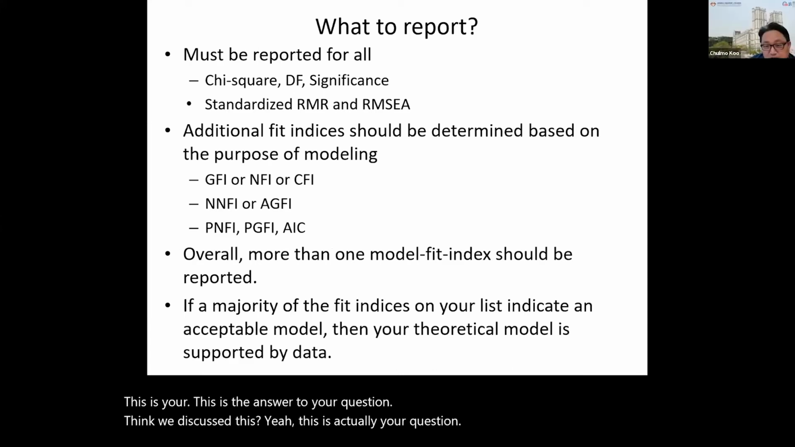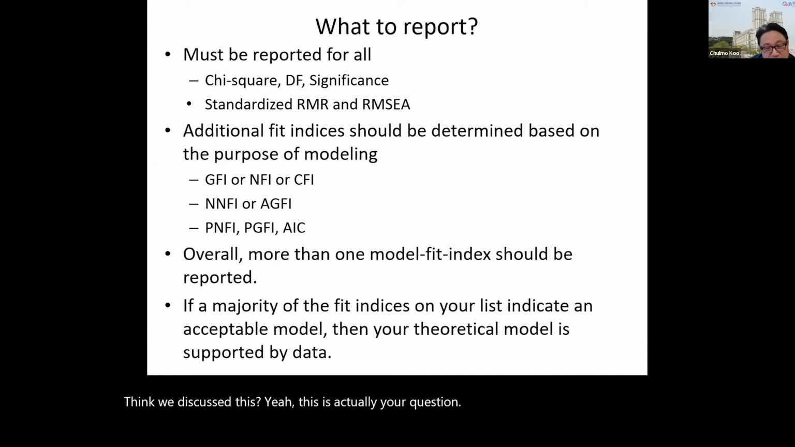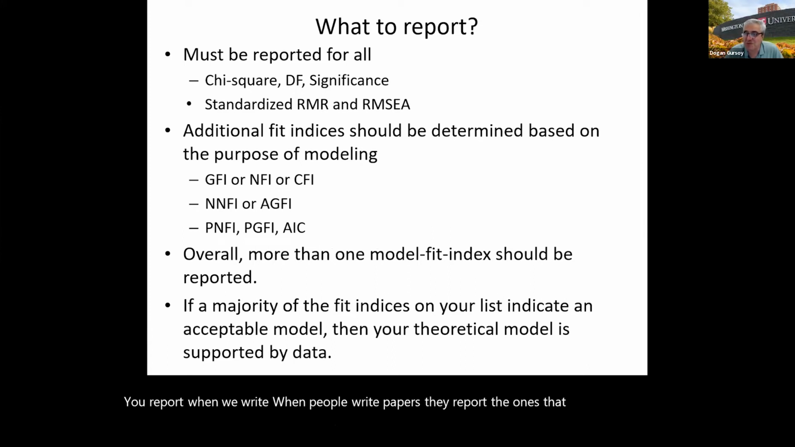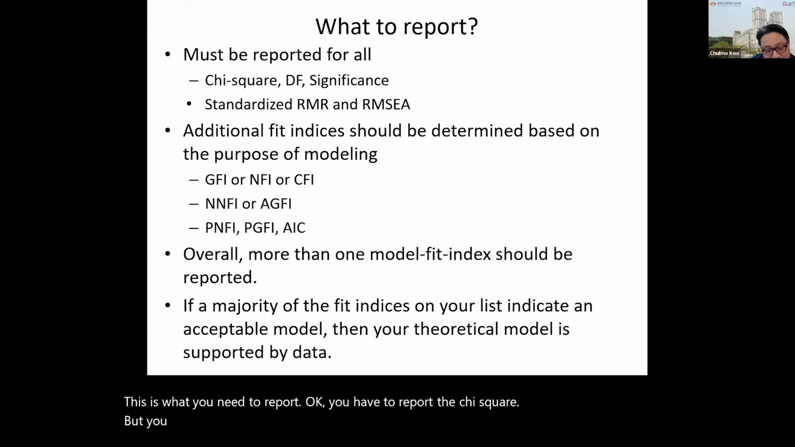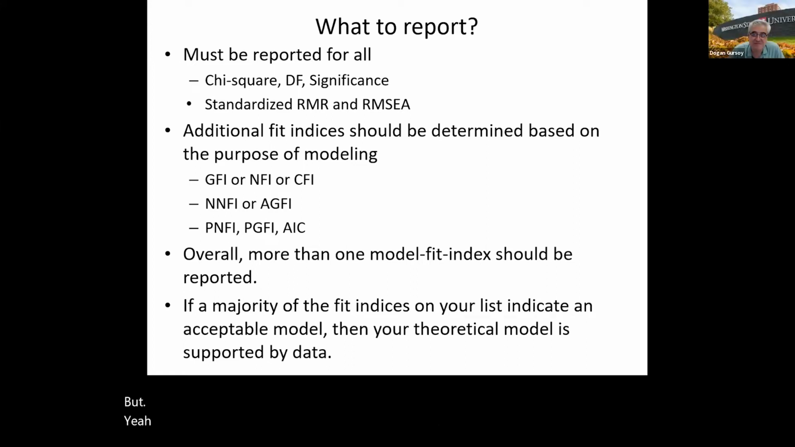Actually, honestly, when I write papers, I pick the most important indices as three: GFI, NFI, and CFI. When people write papers, they report the ones that work. Yes, you have to report the chi-square. I report it, but sometimes I cannot make them satisfied. So I highlight GFI, NFI, CFI, to proceed through reviews. My model is acceptable because it's beyond the thresholds for GFI, NFI, and CFI.